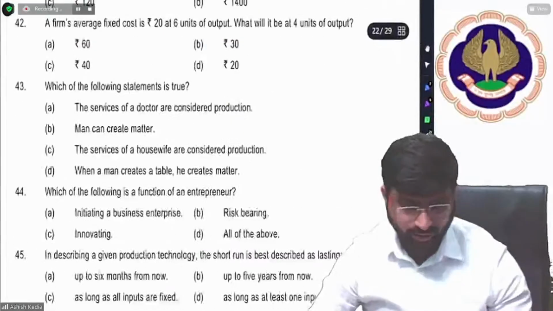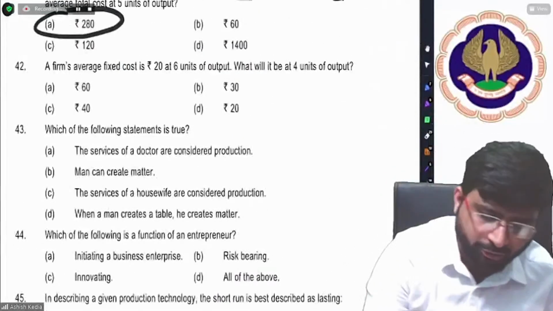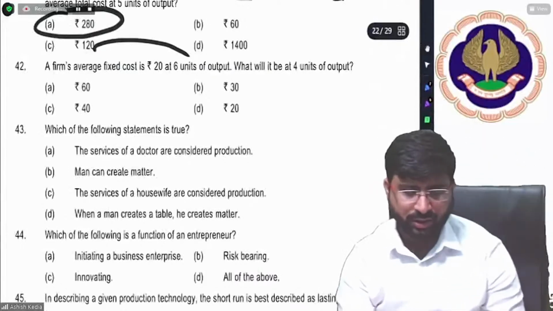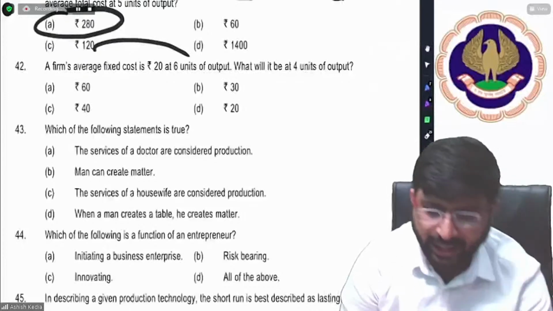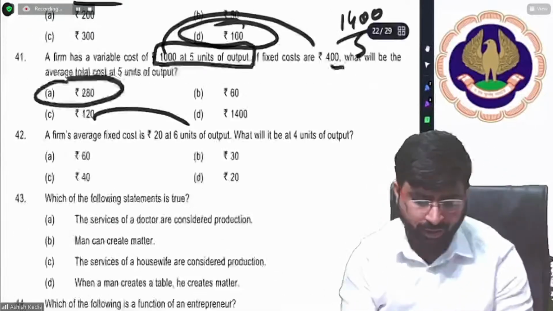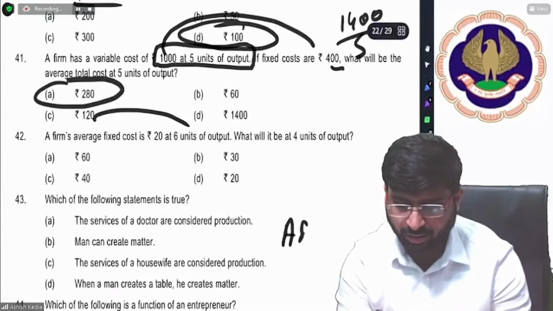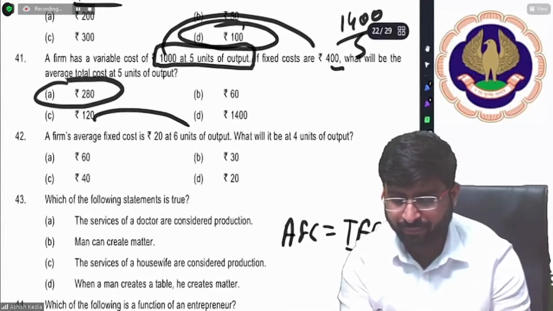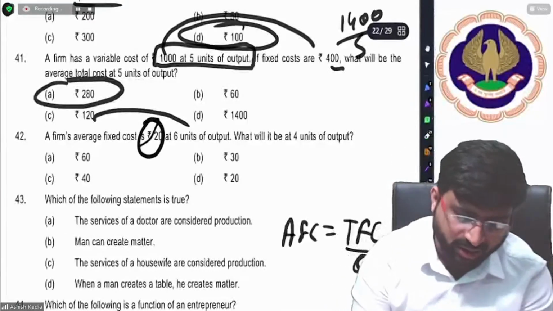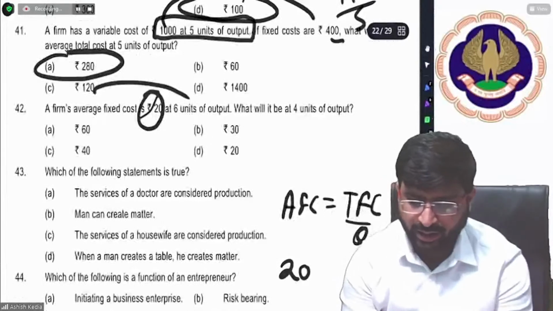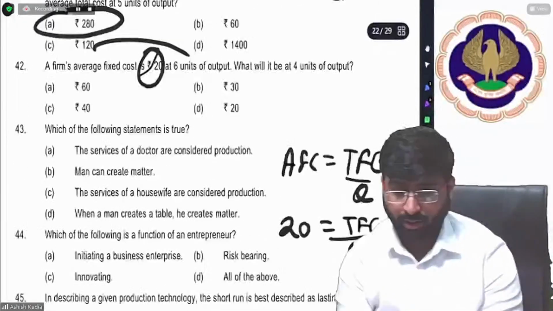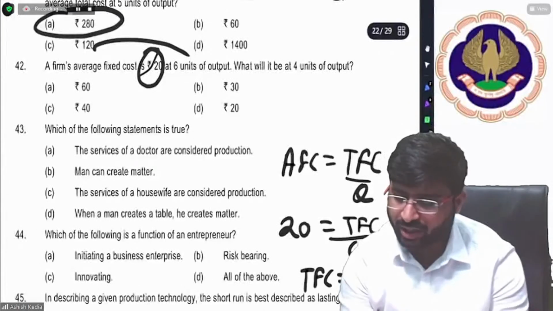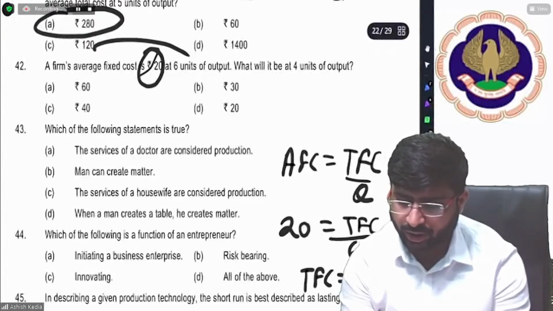Now let's go about it further. A firm's average fixed cost is rupees 20 at 6 units of output. What will it be at 4 units of output? Now see, average fixed cost is total fixed cost by quantity. So 20 equals total fixed cost by quantity, which is 6. Now total fixed cost is obviously 20 into 6. That gives you 120 rupees.